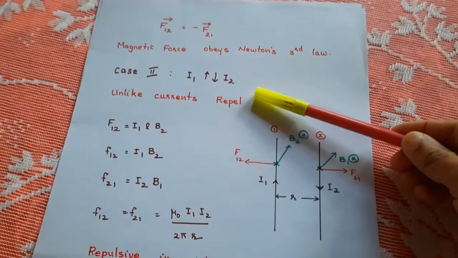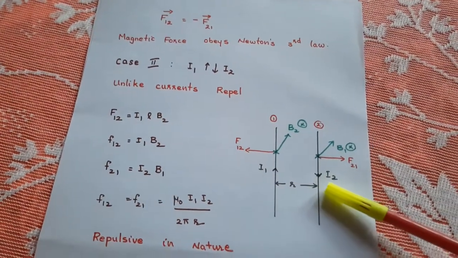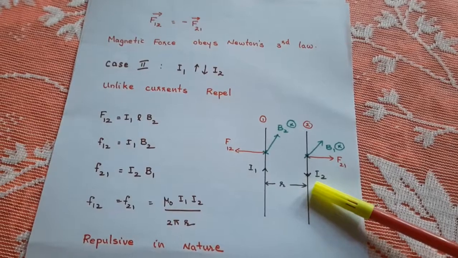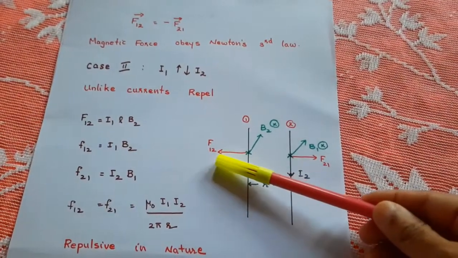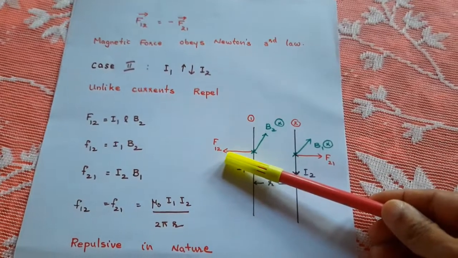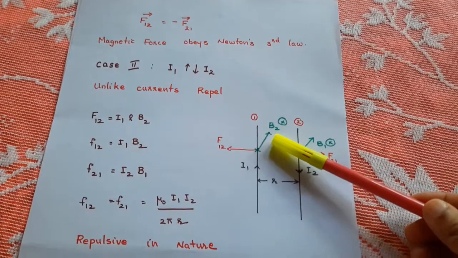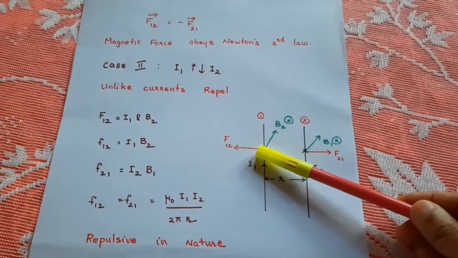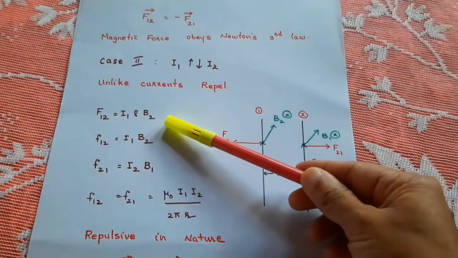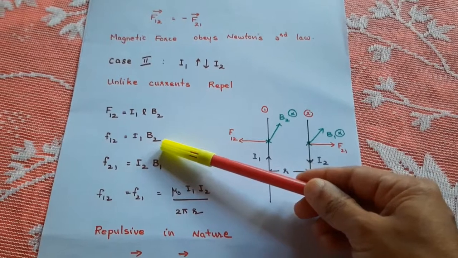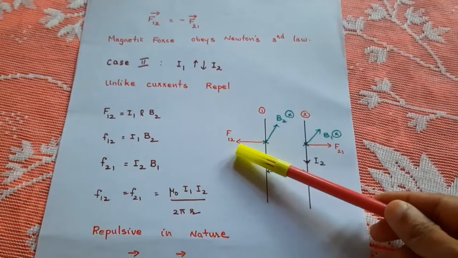Let us consider case 2. Unlike currents, that is, the conductors carry currents in opposite direction. The first conductor will experience a force F12 as it is kept in the field produced by the second one, that is B2. And F12 is equal to I1 L B2. The force per unit length is I1 B2, which is directed away from the second conductor.